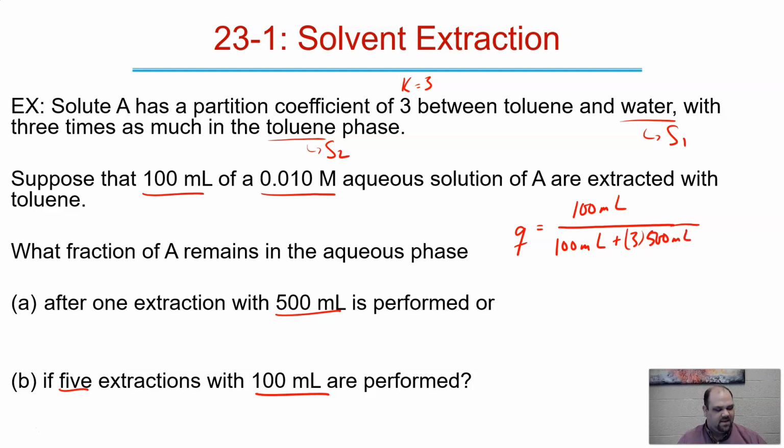Okay, so this is for our one extraction, and we end up with Q being about 0.06, so that's about 6%. Okay, so one 500 ml extraction, we get 94%. That's not terrible. But what if we do it with 5 100 ml extractions?